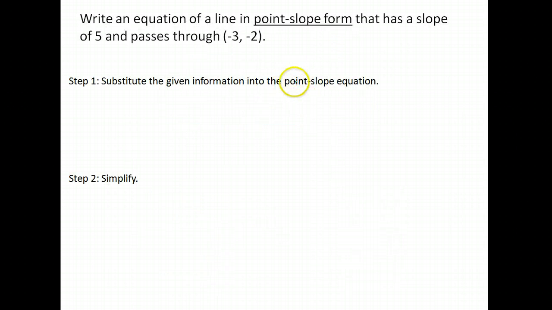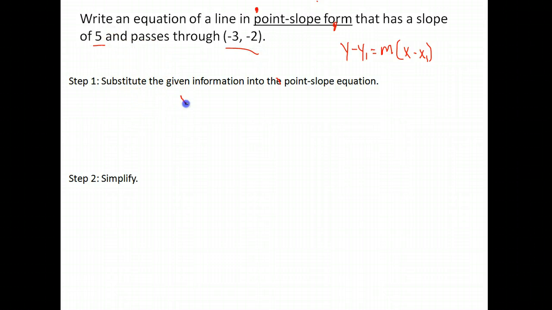Okay, write the equation in point slope form. Very important that you notice, because again, there are other forms of an equation of a line. This is point slope form, so then I would immediately go to my notes and write down what point slope form looks like, so I make sure I use the right form. Passes through the point -3, -2, and has a slope of 5.